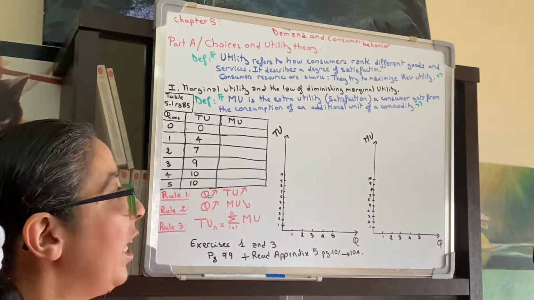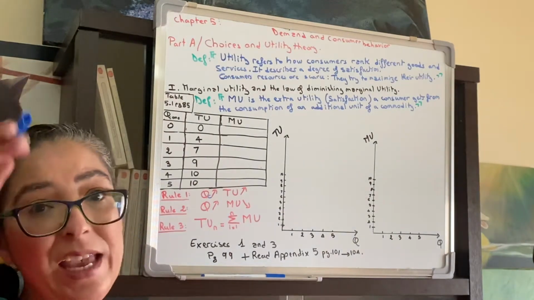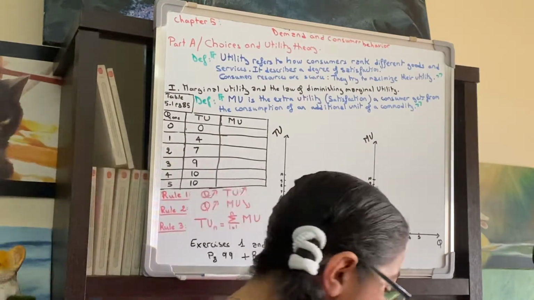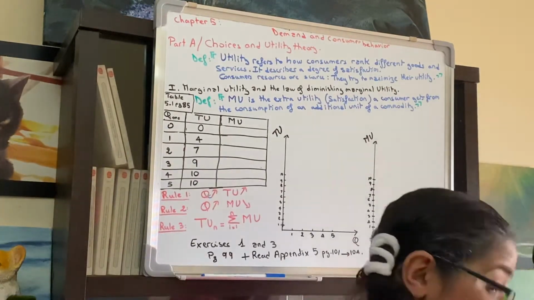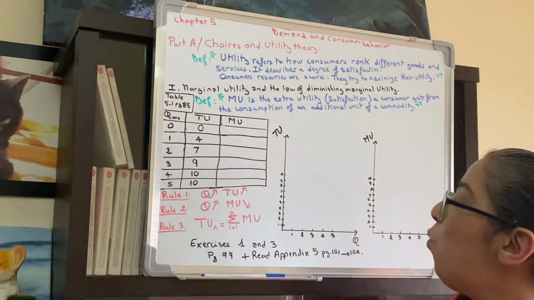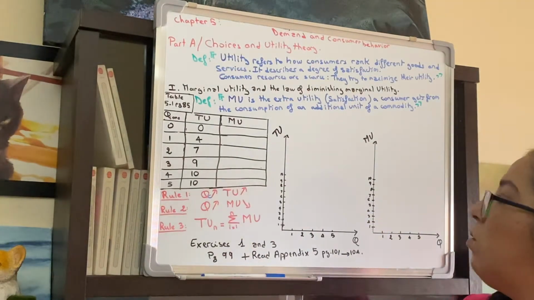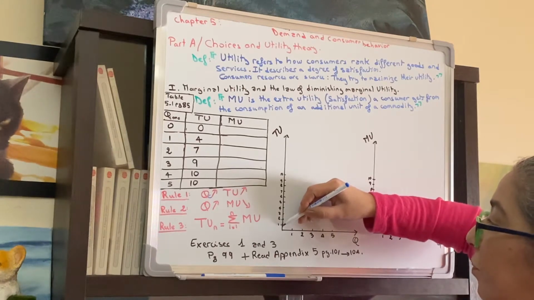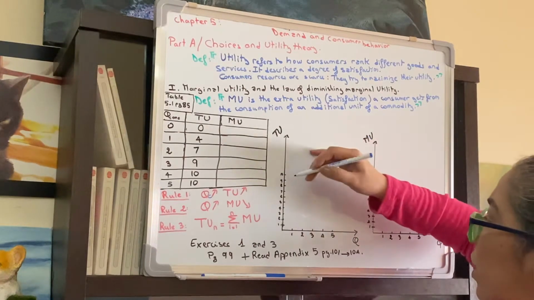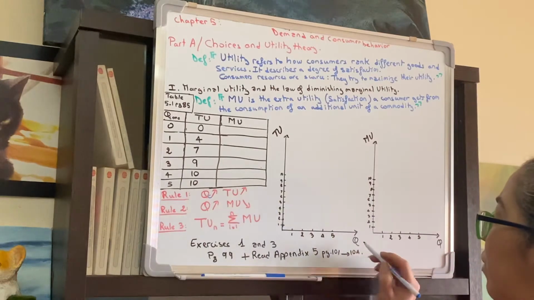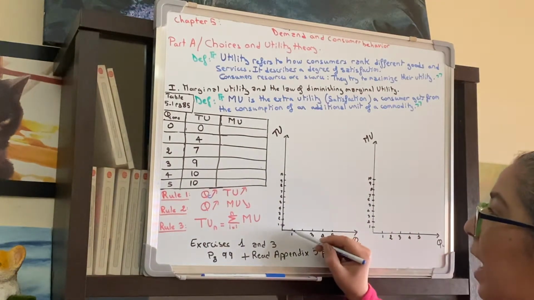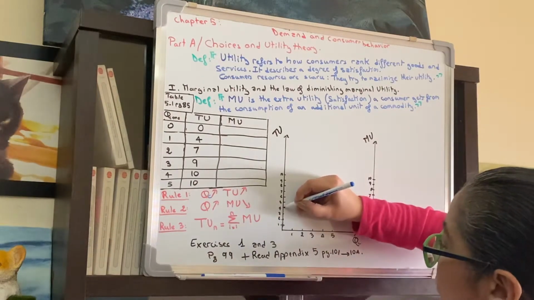Right now, we're going to use steps, a histogram. We're not going to use curves because it's easier. So when I consume 0, I have 0. Here is the quantity consumed, and here it's total utility, I'm sorry. When I consume 1 unit, I have 4 utils, okay?